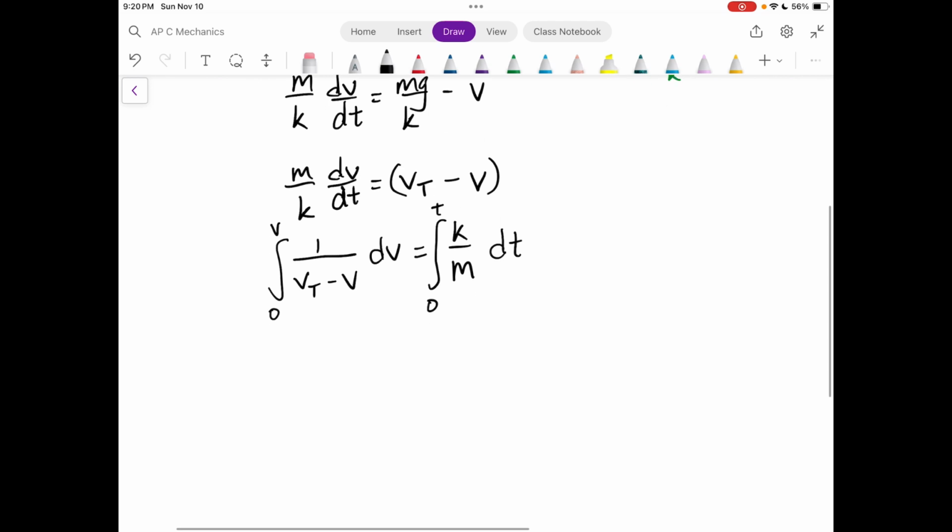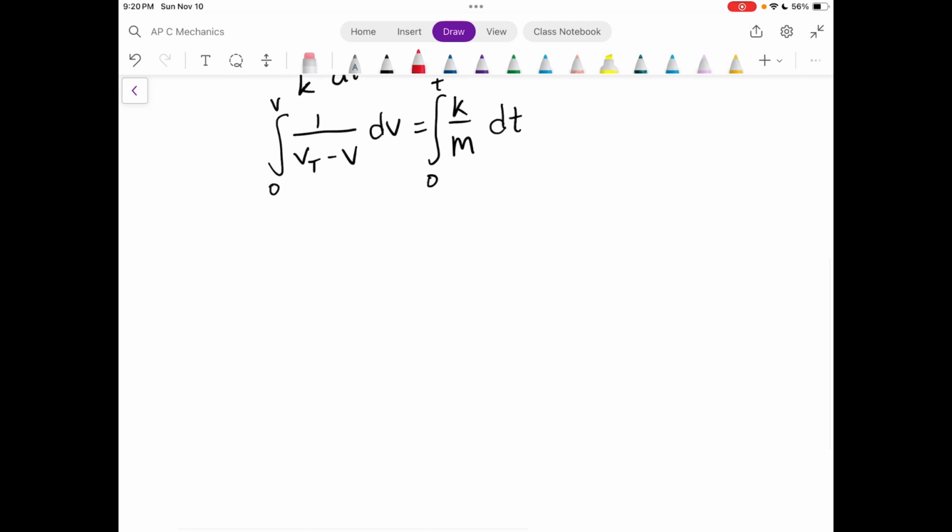The right-hand side is going to be pretty easy to integrate. I'm going to go ahead and do that real fast. The integral: k over m, remember, is just a constant, so that'll come out front, and I'll be integrating from 0 to t of dt. That becomes k over m t evaluated between 0 and t, which means it's going to become k over m t. Easy peasy. The left-hand side is going to take a little bit of work. I'm going to need to do a u substitution here.